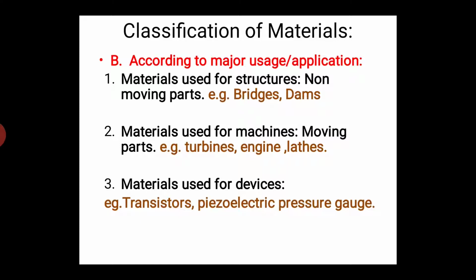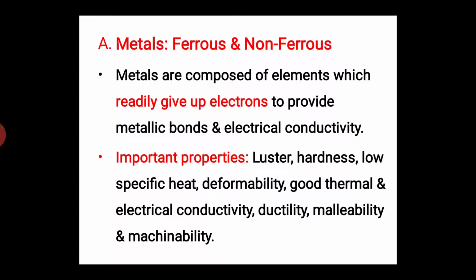Next, the metals are again classified into ferrous and non-ferrous metals. What are the properties of metals? That is luster, hardness, low specific heat, deformability, good thermal conductivity, electrical conductivity, ductility, malleability, and machinability. These properties must be possessed by the metal.